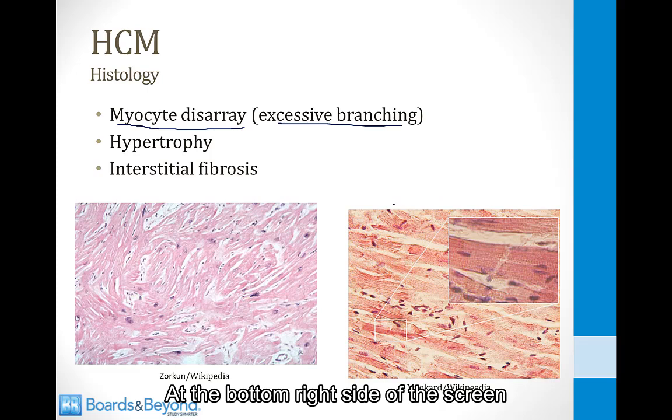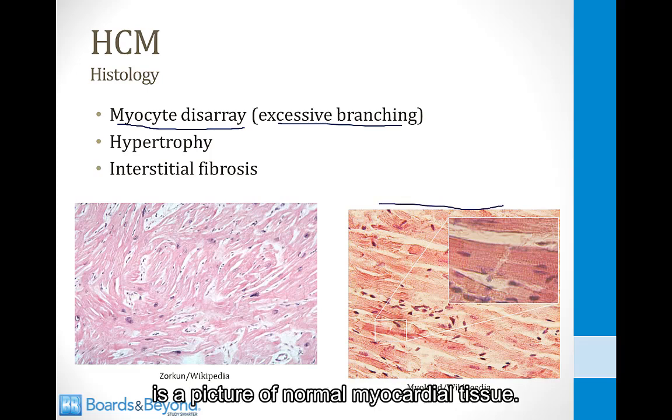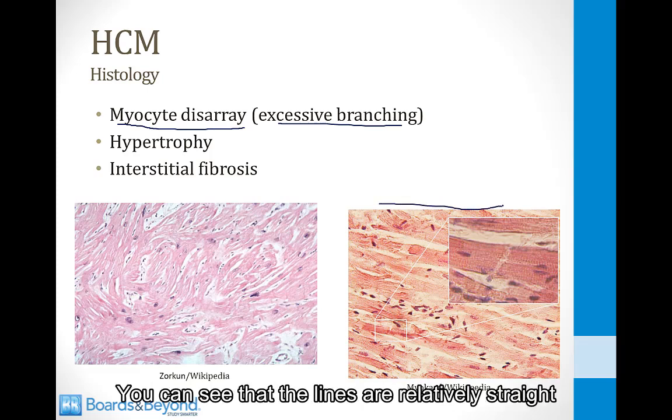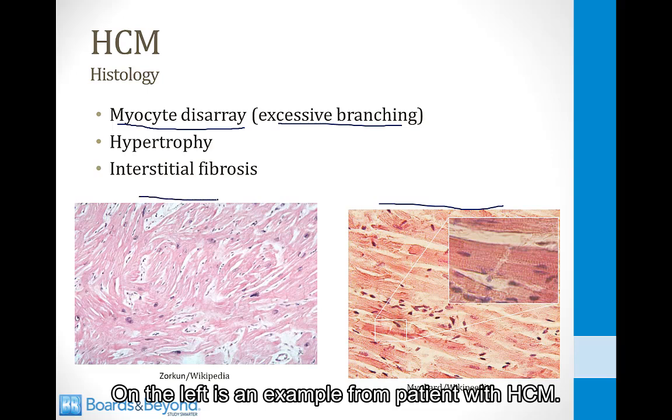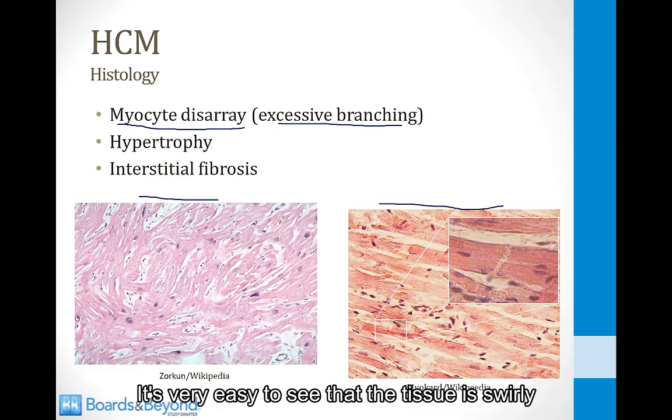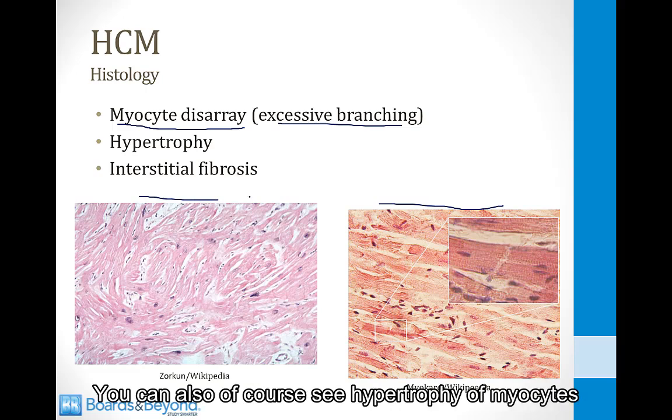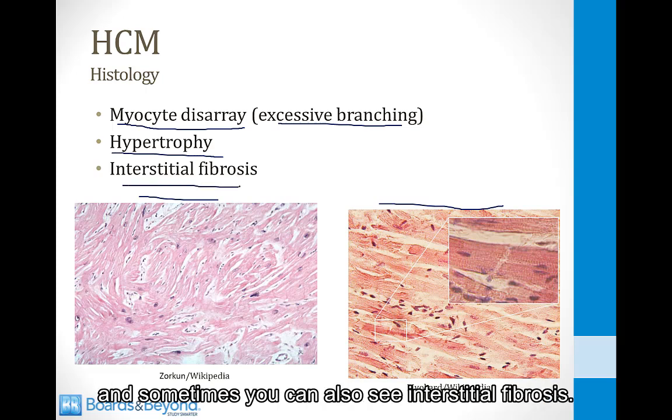At the bottom right side of the screen is a picture of normal myocardial tissue. You can see that the lines are relatively straight in this tissue and it's relatively organized. On the left is an example from a patient with HCM, and it's very easy to see that the tissue is swirly and less organized compared to normal. You can also, of course, see hypertrophy of myocytes, and sometimes you can also see interstitial fibrosis.